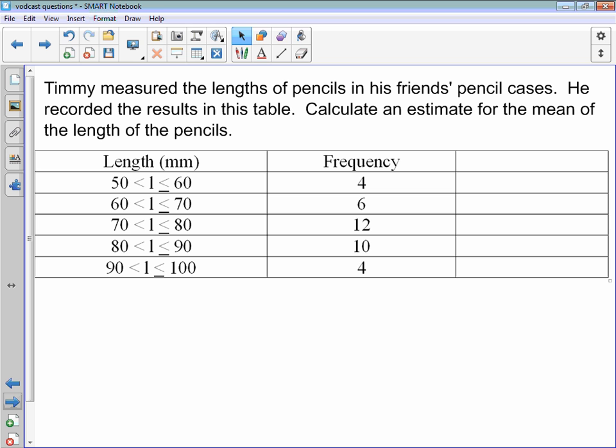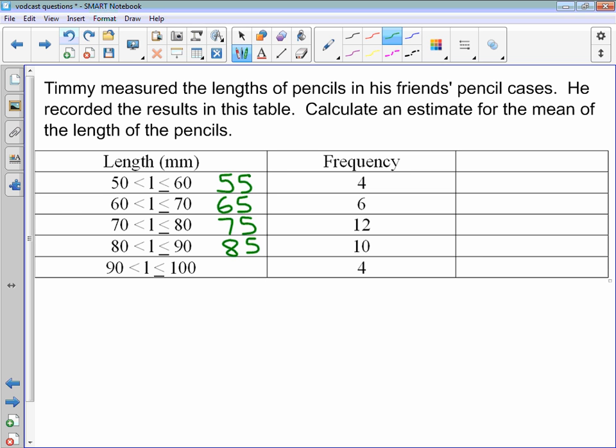from this table. So the first thing we need to do is look at our groups, and we need to look at each of the groups and look for the midpoint for them. So the first group goes from 50 up to 60. If we find the midpoint of that, we will see that it should be 55. If we look for the next group, the midpoint should be 65, then 75 for the next one, then 85, and then 95 for the final group. So these are our midpoints.